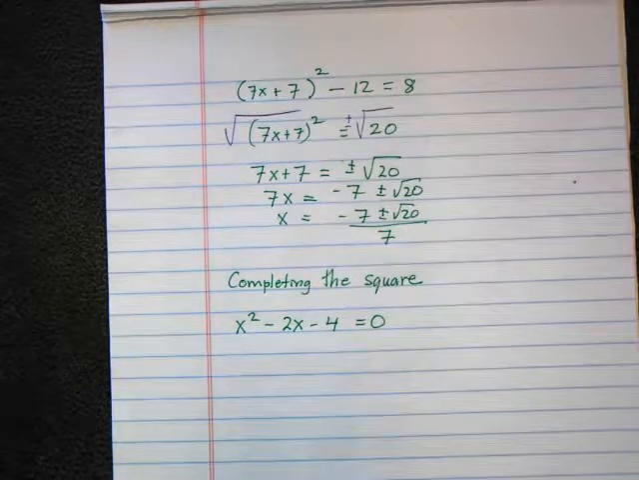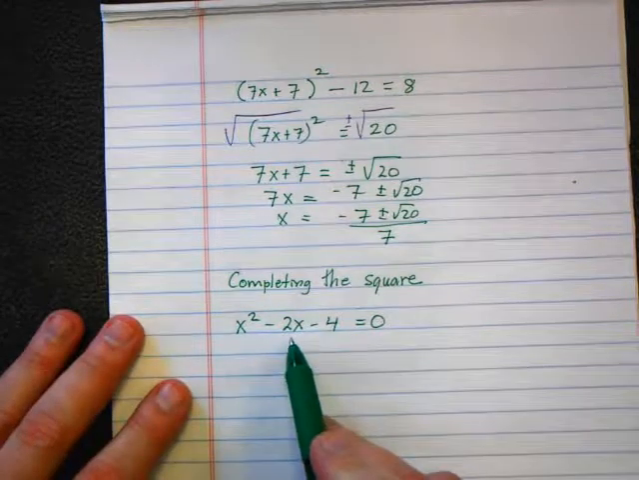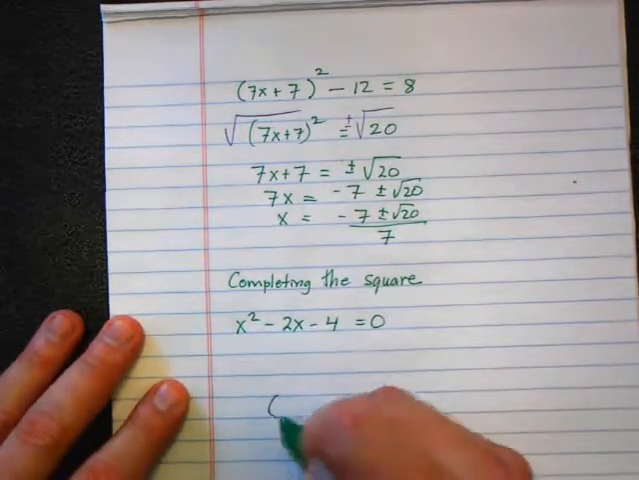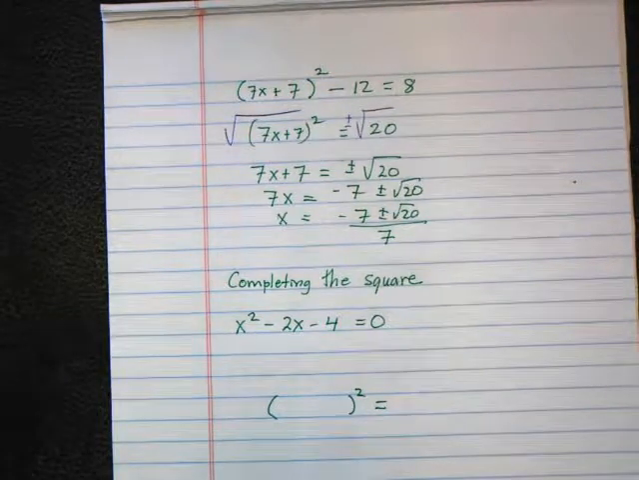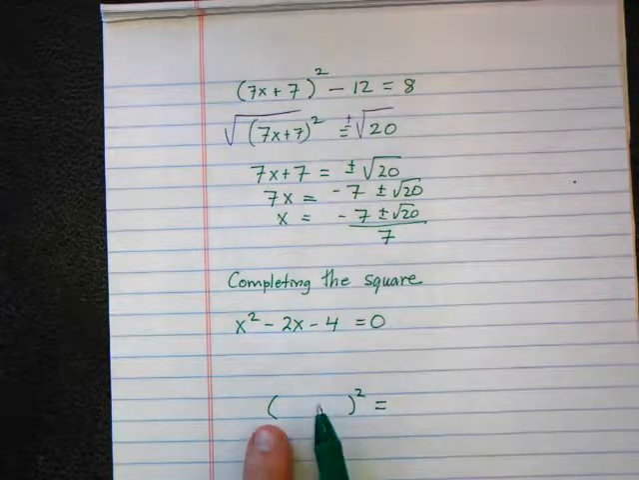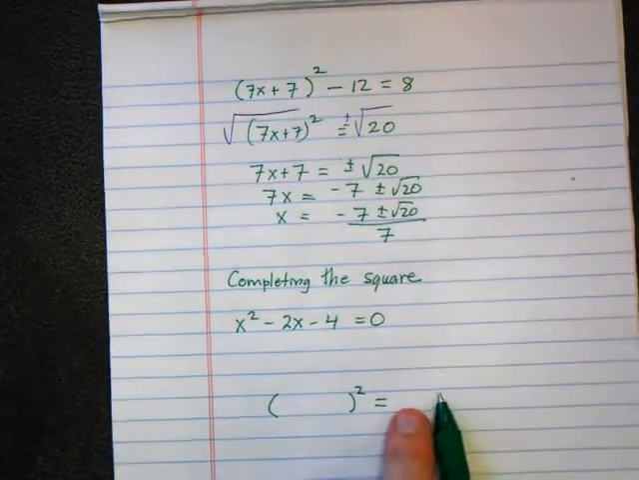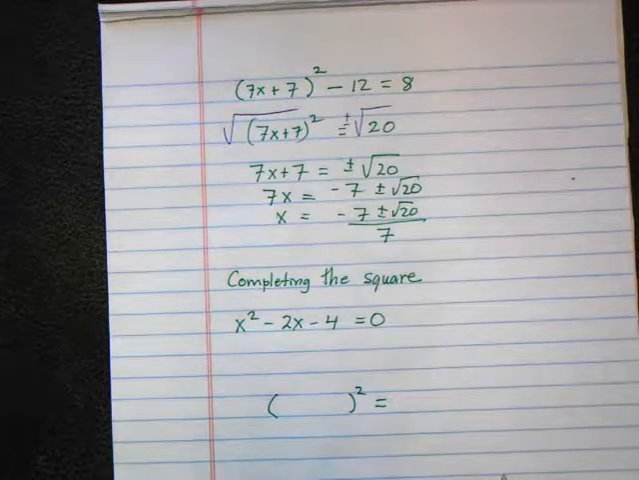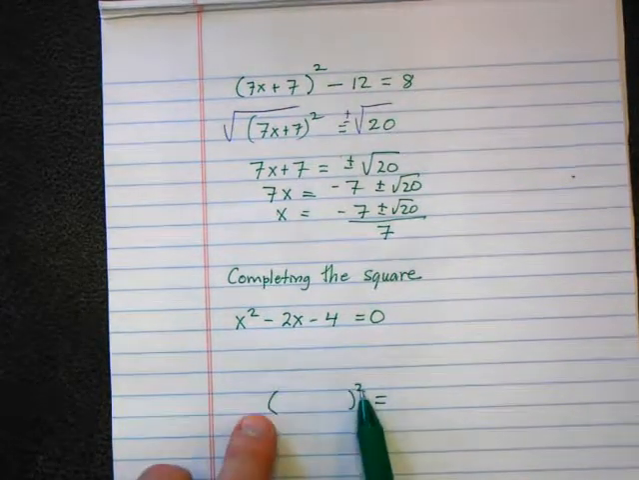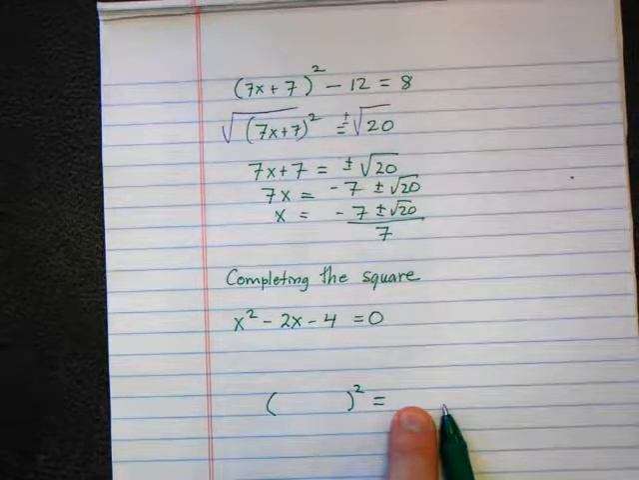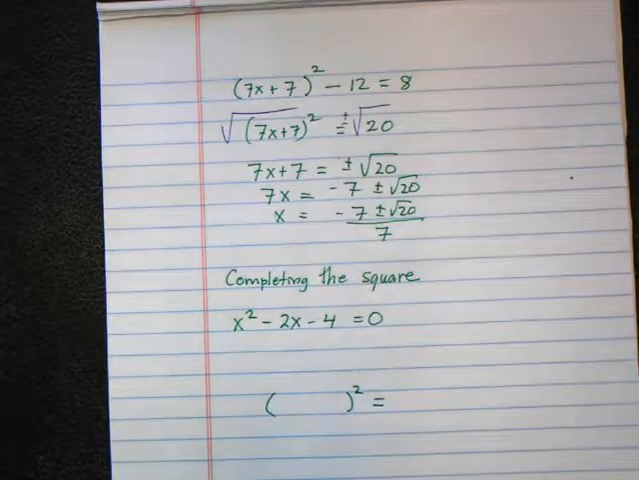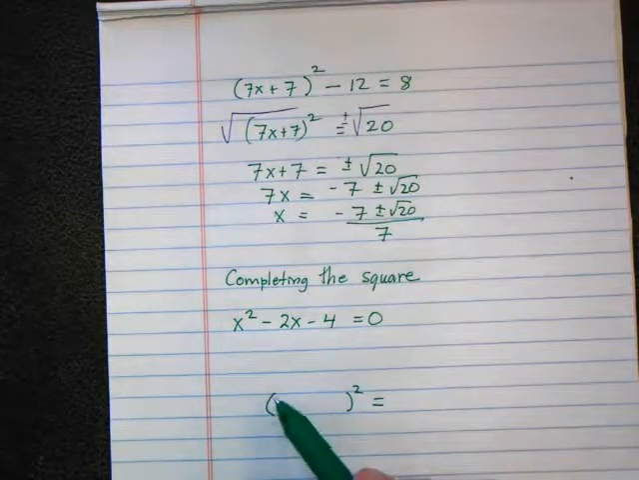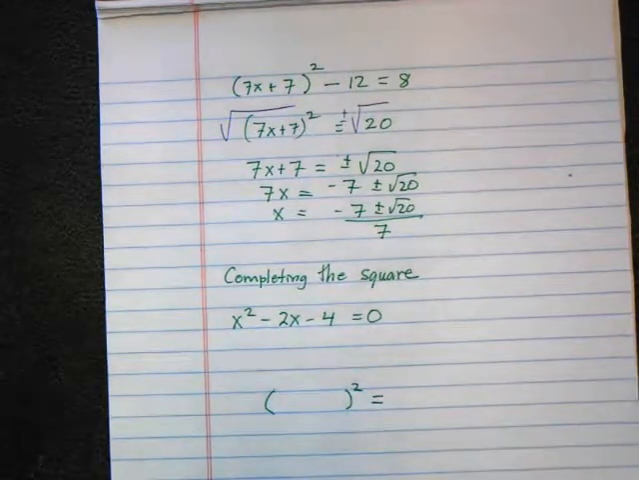So here's the idea. What we would like to do is take this equation and transform it into something that looks like that, where I have some stuff inside my parentheses, squared, and a number over here. Why would I want to transform my equation this way? Because then I can take the square root of both sides. That's the whole idea behind completing the square: we rewrite the equation in this form. It's called completing the square because this is a square, something squared.